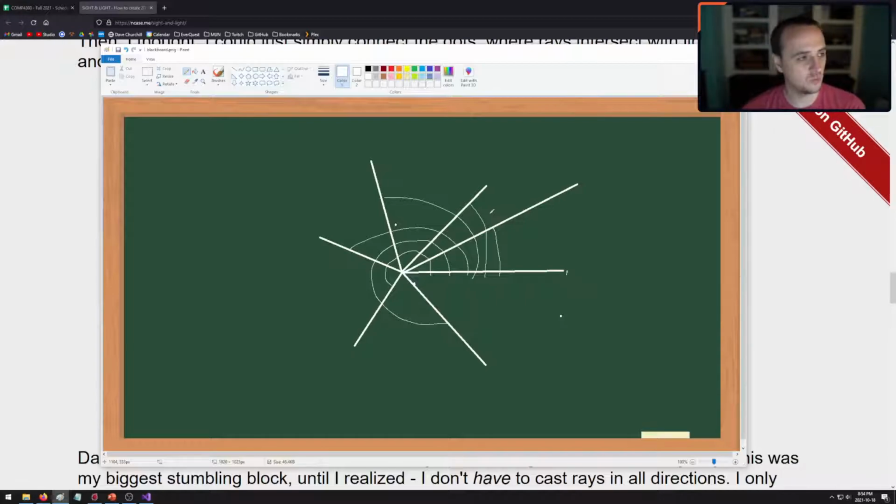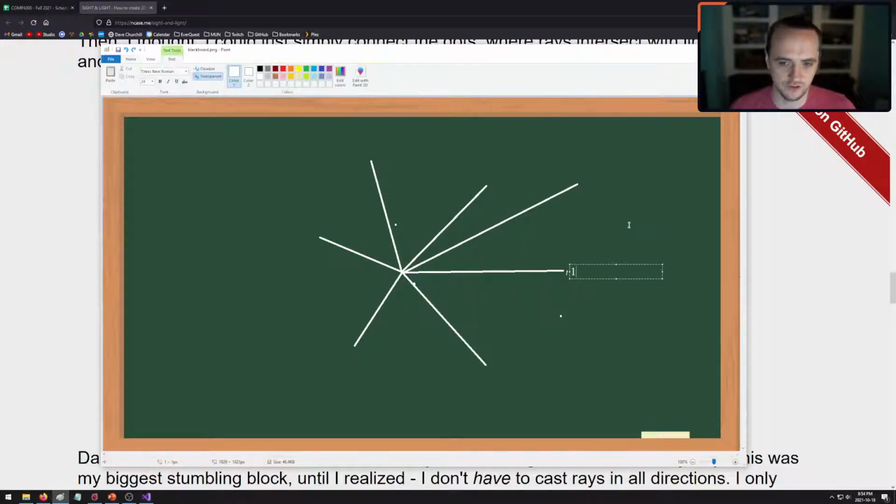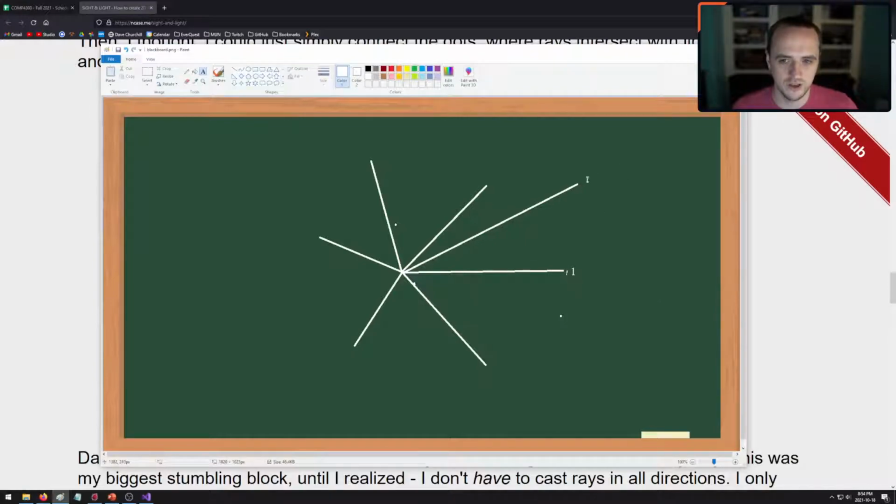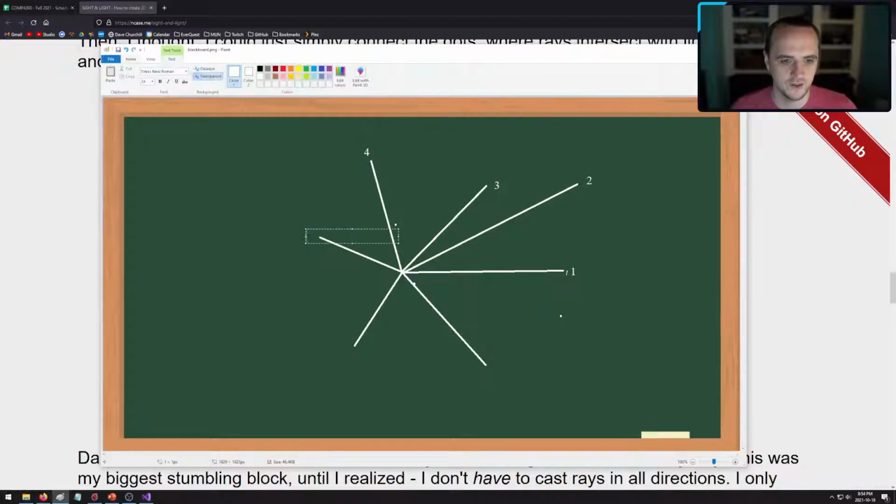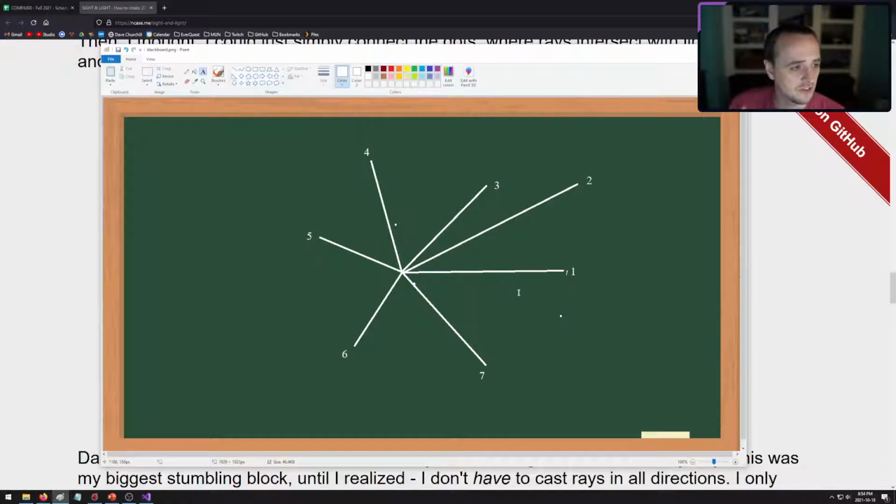Then what we do is we take all of the line segments and we sort them radially, meaning we sort the line segments based on the magnitude of this angle, okay? So this line segment is the first because it has the lowest angle. This is the second one because it has the next lowest angle, then third, then fourth, then fifth, then sixth, then seventh. So that's the second step. We radially sort those things.